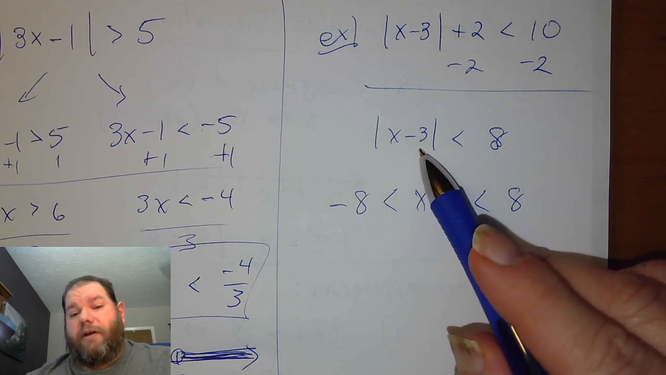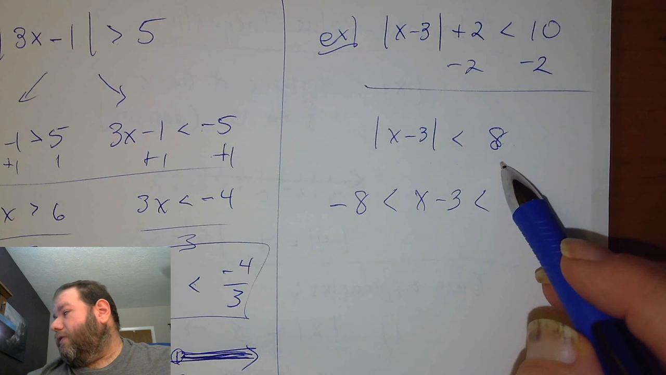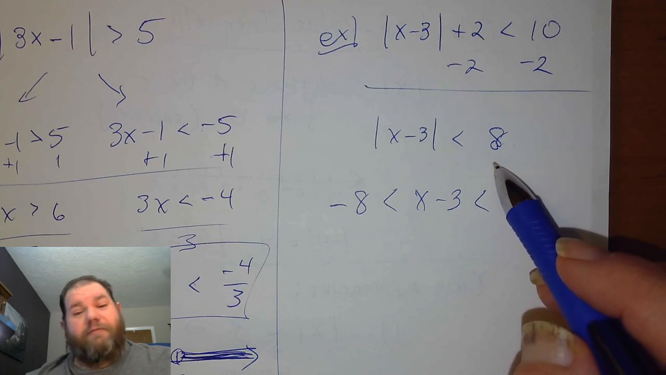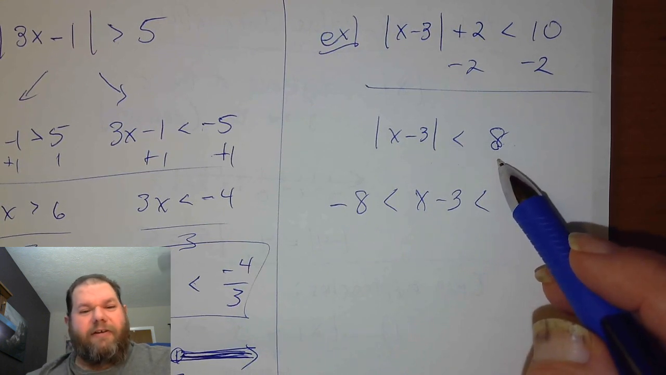Because we have our absolute value of x minus 3 less than 8, I don't really need more followers. I just need my students to come to class. That's it.